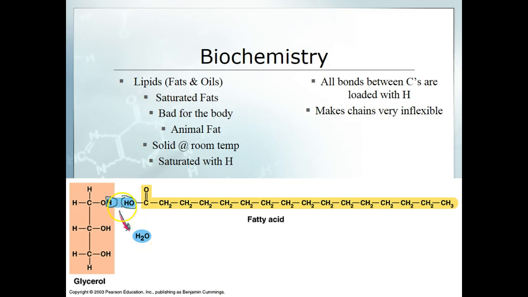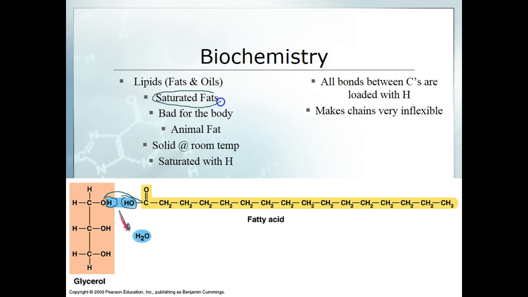And when we remove a water molecule, we can then bond this oxygen to the carbon to link this fatty acid chain to our glycerol head, and that would happen a total of 3 times. You'll notice that this fatty acid chain is completely saturated with hydrogen, and we call these saturated fats.